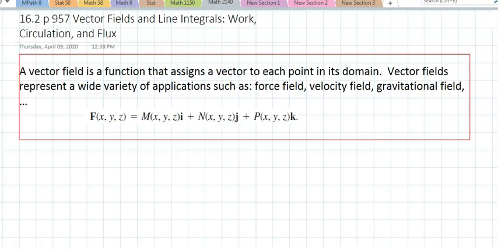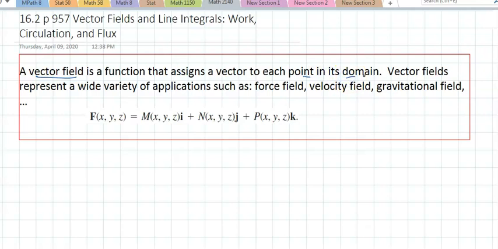Section 16.2 is on page 957, and talks about vector fields and line integrals. It also includes work, circulation, and flux. We start off with a vector field, something we're going to use all throughout chapter 16. A vector field is a function that assigns a vector to each point in its domain.